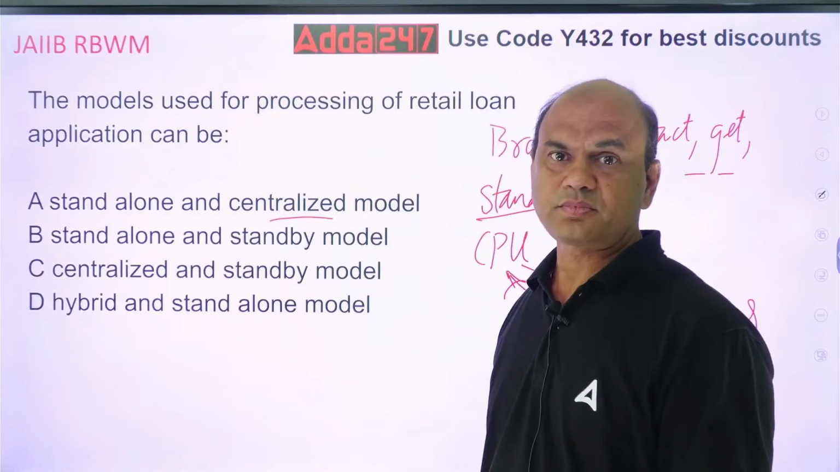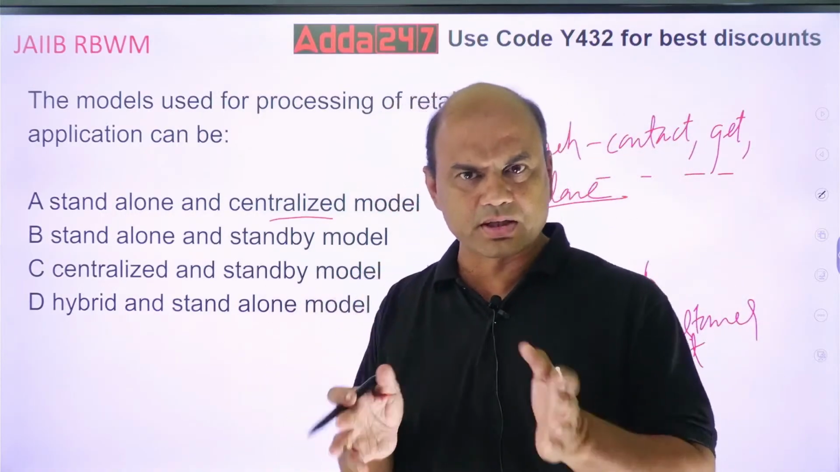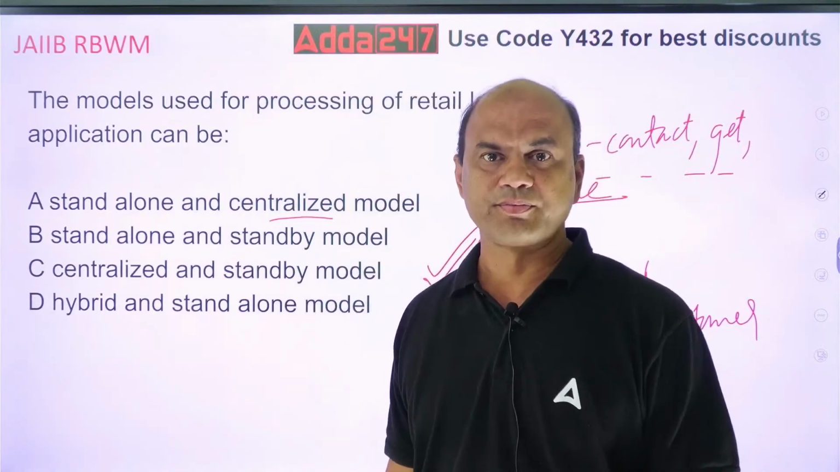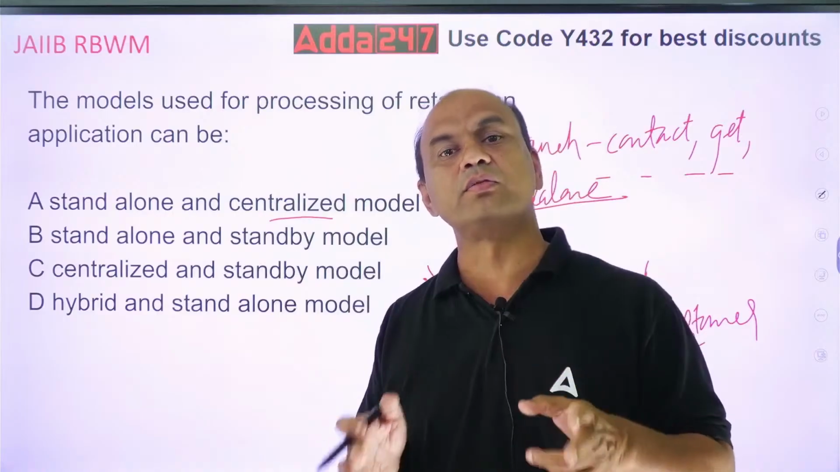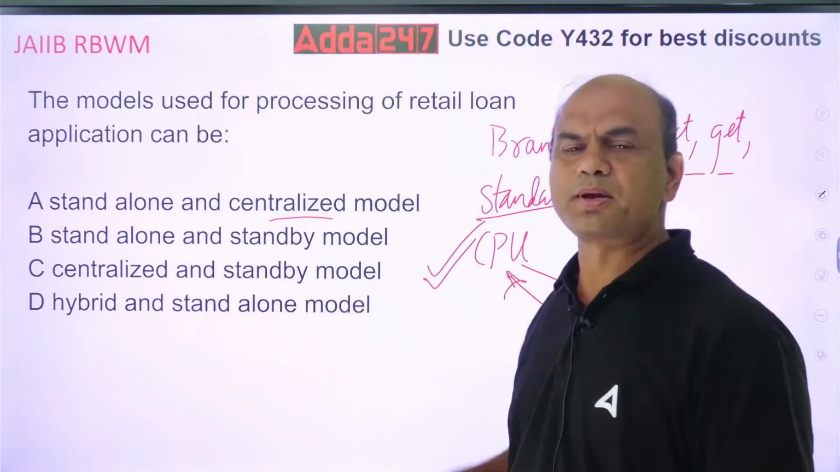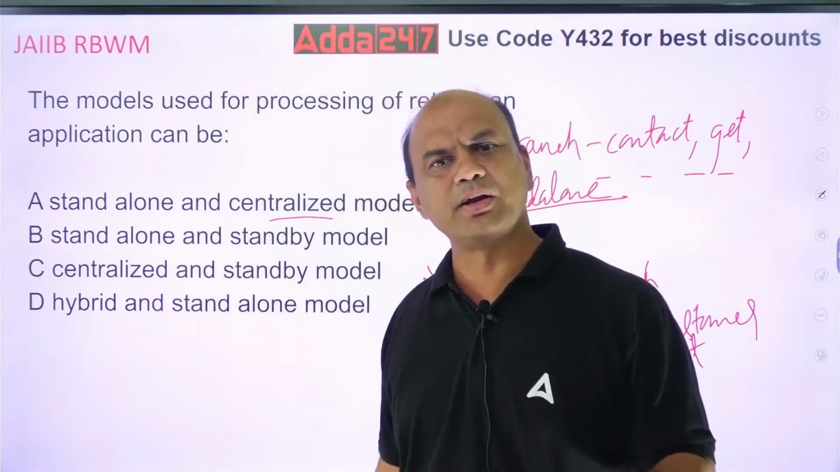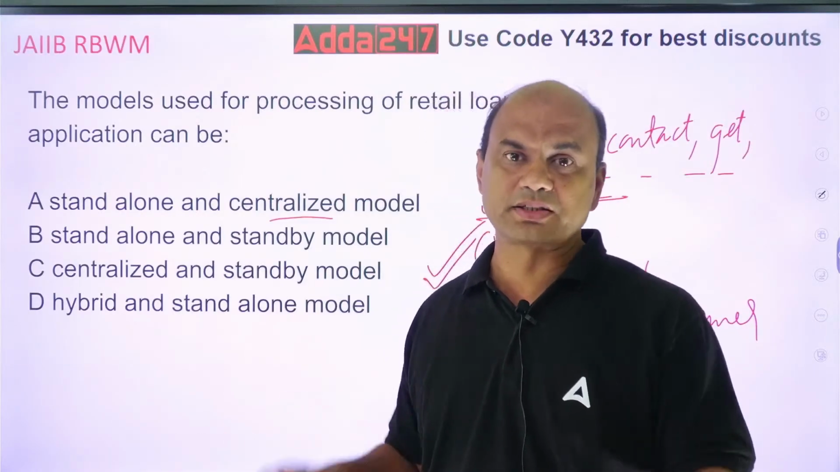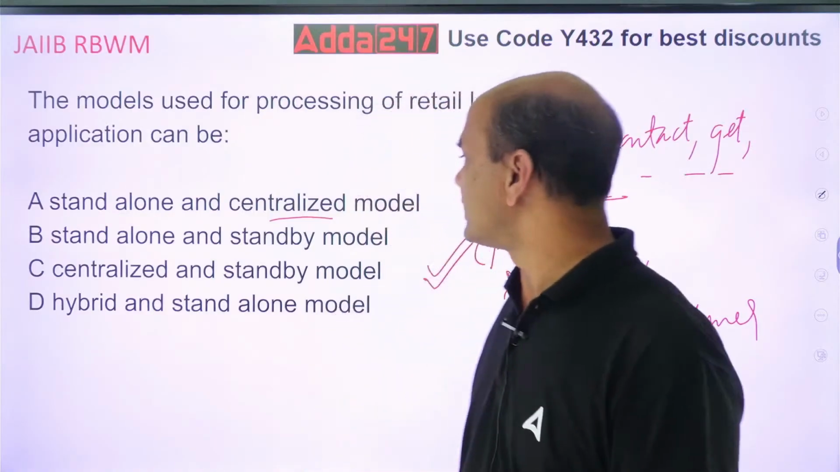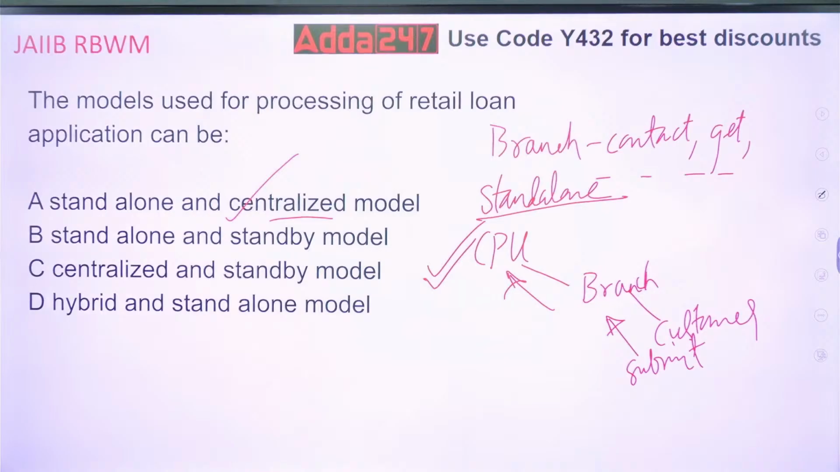It's reverse. This model is better. Why? Because whenever you are doing a typical job like collecting and forwarding, you do it very fast. But if I tell you to do all the processing at the same level, it's very difficult. Human beings are trained for doing a single work. In this CPU model, the branch collects all the documents and sends them to the CPU. The CPU does the processing: loan sanctioning, disbursement, even monitoring. So the branch is free for sales. The branch's main job is sales, isn't it? So the answer is standalone and centralized model. Got it? Clear? Next.